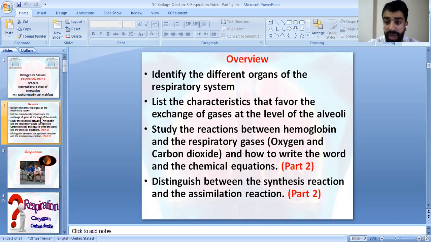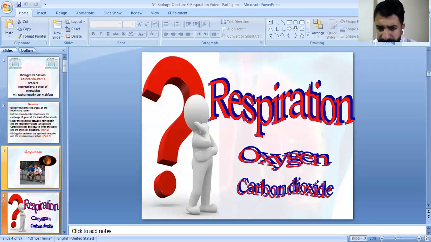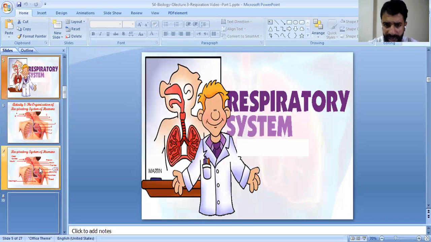word and the chemical equation in part 2, meaning that next week. And we will distinguish between the synthesis reaction and the assimilation reaction also in the part 2 video. This video is part 1. So respiration mainly is contributed to two of the most important gases, which are oxygen and carbon dioxide.